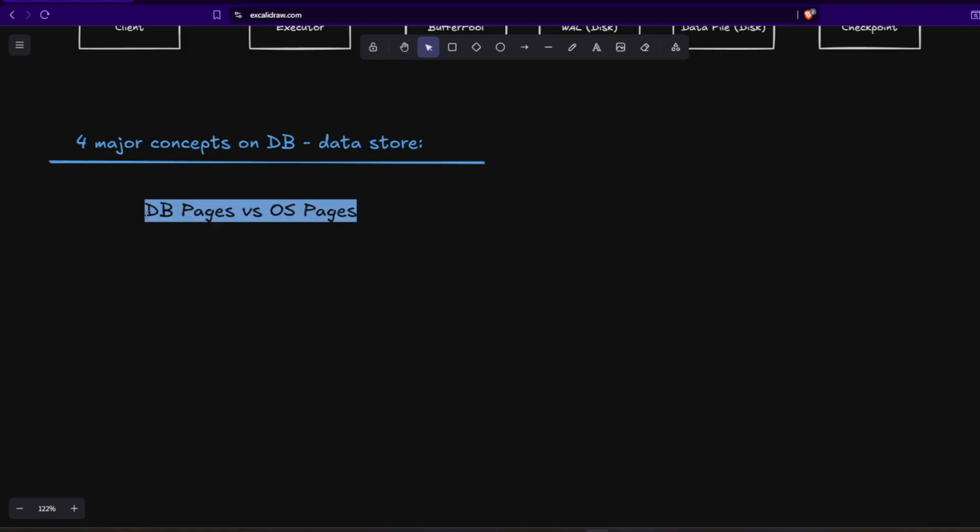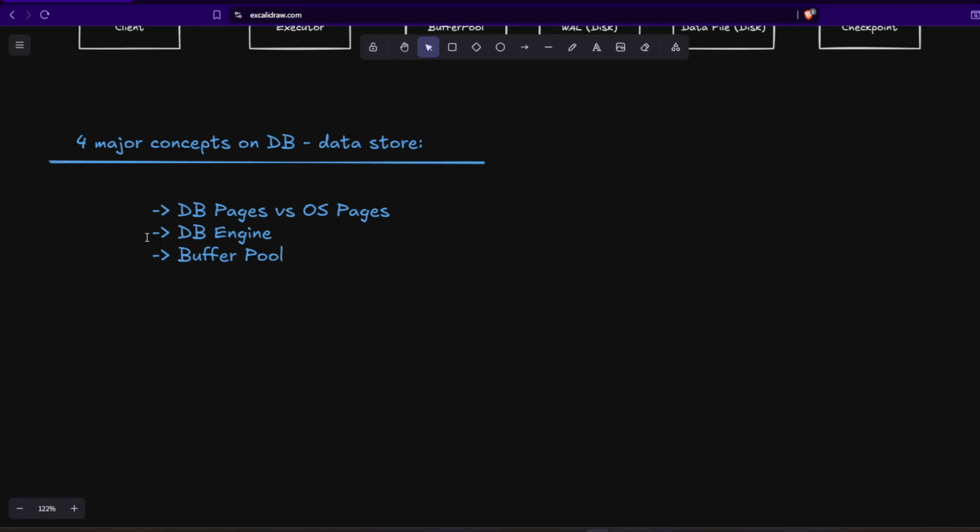Okay, so this is a DB page and the OS pages are there. Other than that, what is there? So there is this DB engine that we discussed. The DB engine is the one responsible for all the executors. Other than the DB engine, we also discussed the buffer pool. The buffer pool is basically nothing but the caching of the pages.